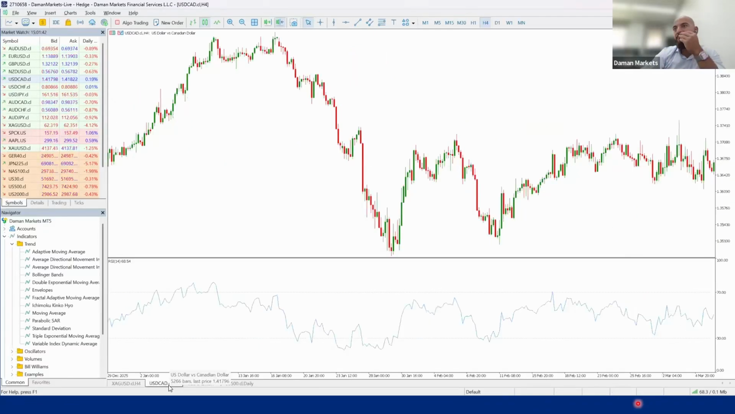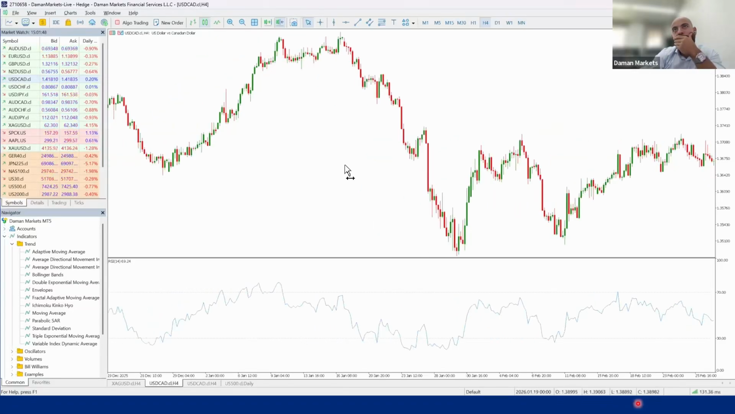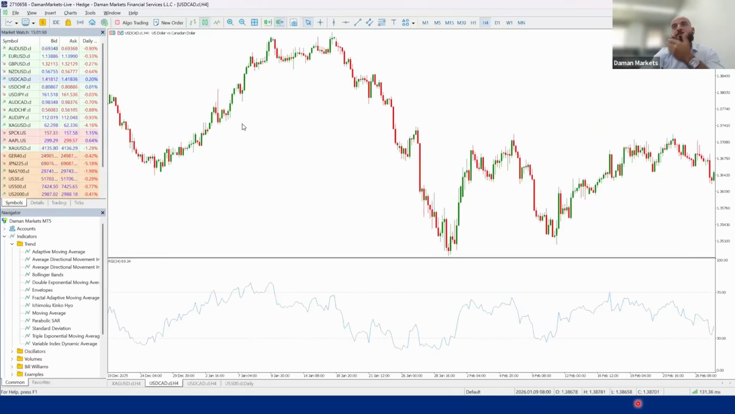Let's see if we can see another example. So looking at this upward move here, prices broke to a new high. The indicator failed to reach a new high. This was the end of the upward move and the beginning of a new downward move.